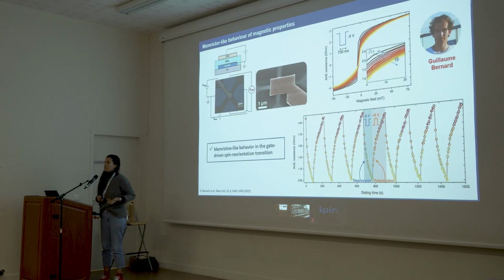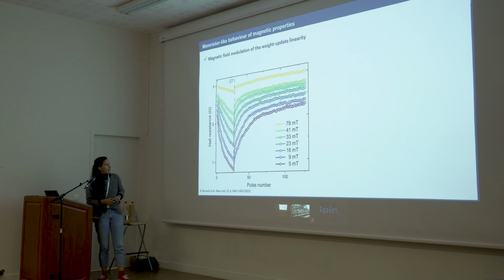Can we do more than just potentiation and depression? So this is what we wanted to look at, and this is what happens. It's a single cycle of what I showed you before, but this is done at a different external magnetic field. So we start with the purple one here, which is done at very low magnetic fields.